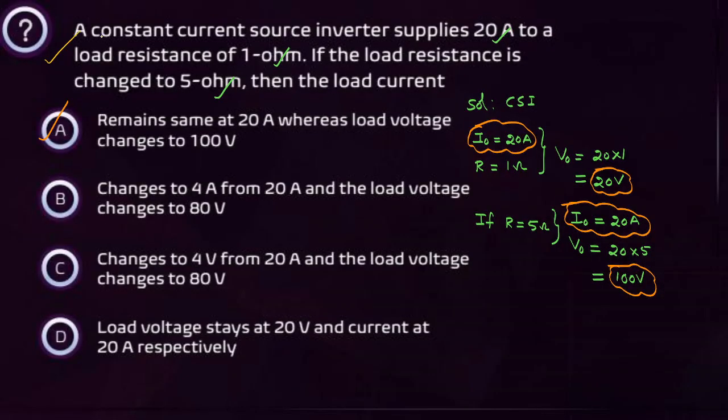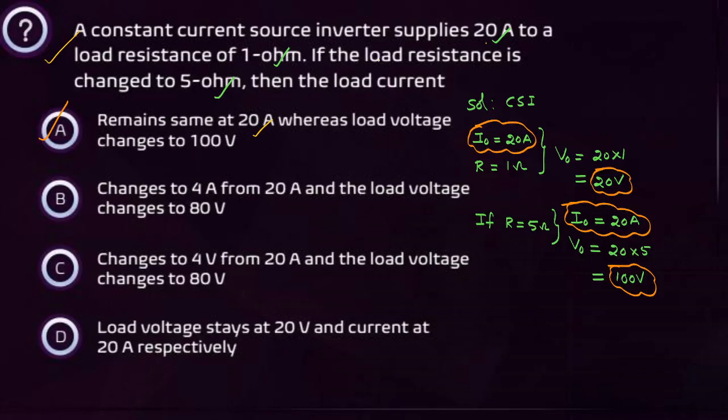And these practice questions you have to practice. A constant current source inverter supplies 20 amperes to a load resistance of 1 ohm. If the load resistance is changed to 5 ohm, then the load current is? In current source inverter, current is independent of the load. Now, even though the load is changed, current remains the same.